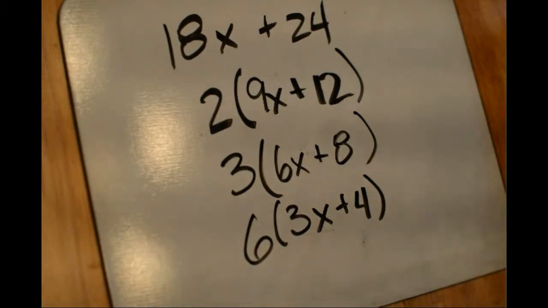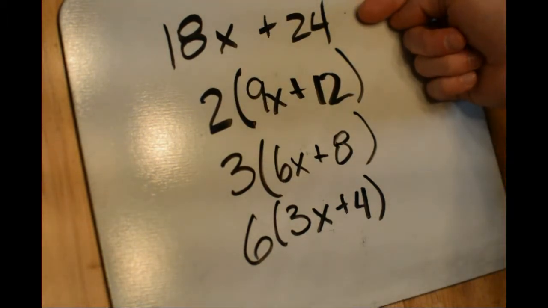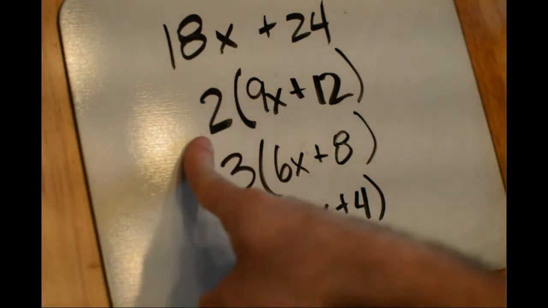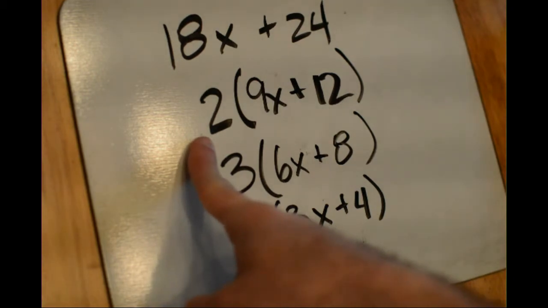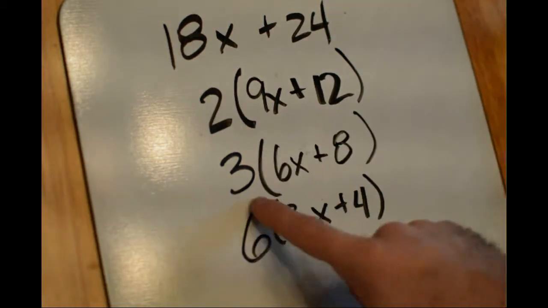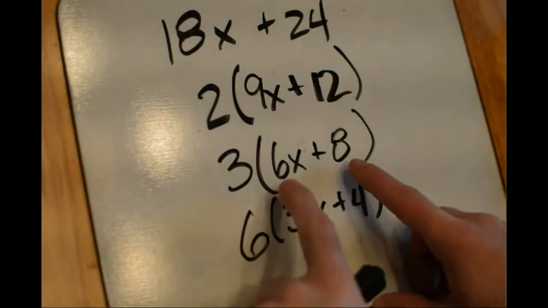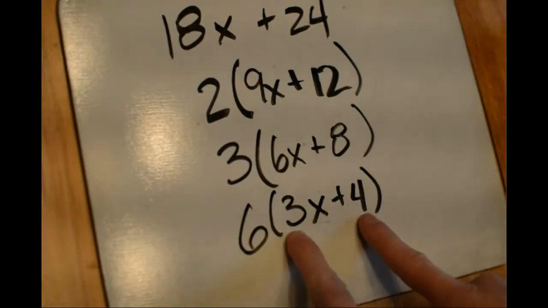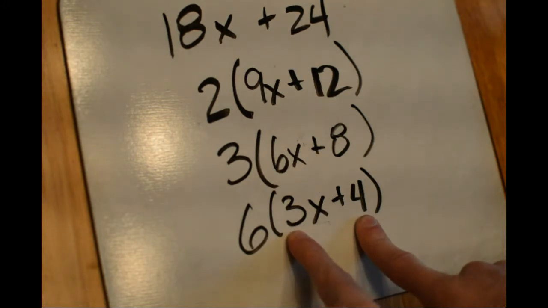So what I've done here is factor out a few different numbers and rewrite this expression in some different forms. Where we're going with this is we're going to want to factor out the greatest common factor, the largest factor that we can. When I factored out 2, I didn't factor out the greatest common factor, the GCF, because there's still something that divides 9 and 12. 3 is not the greatest common factor because there's still more that divides 6 and 8. But 6 is the greatest common factor because now there are no more integers that can be divided out of 3 or 4 other than 1.